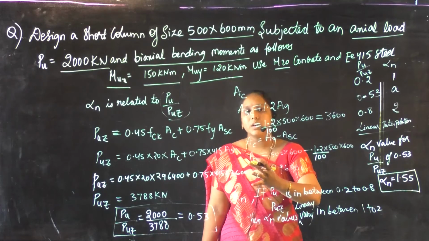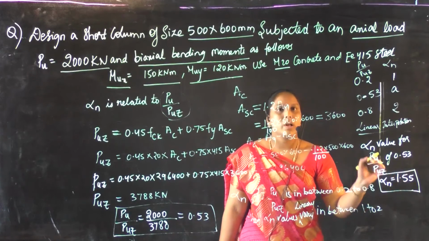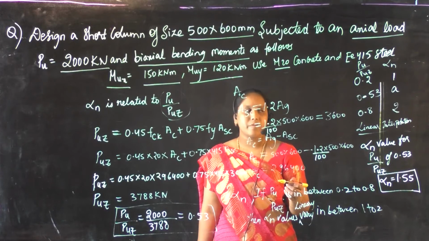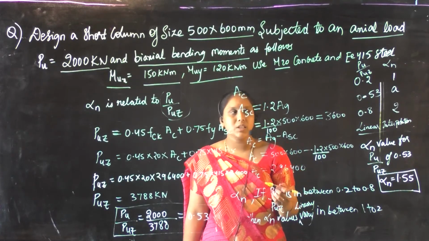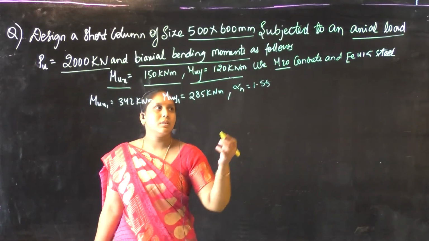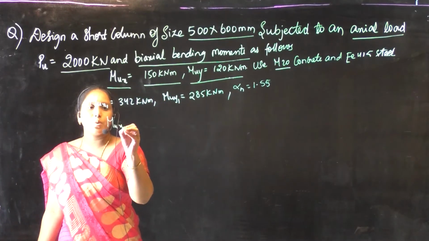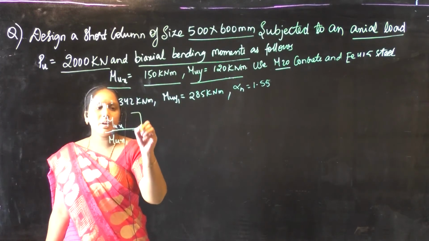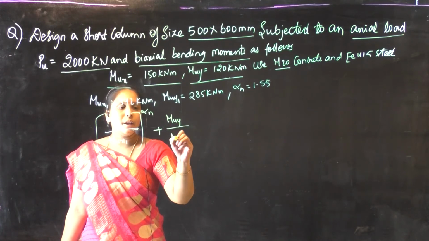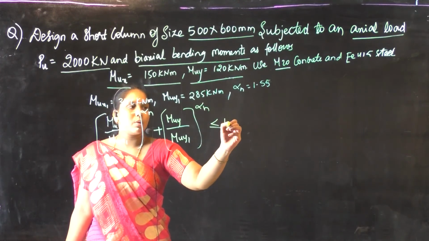Now we have solved the values of MUX, MUX1, MUY and MUY1, and the alpha n is also known. Now substitute all the values in the equation which is given in IS 456 and find out whether the design we have done is safe or not. So what is the equation? It is MUX divided by MUX1 to the power of alpha n plus MUY divided by MUY1 to the power of alpha n should be less than or equal to 1.